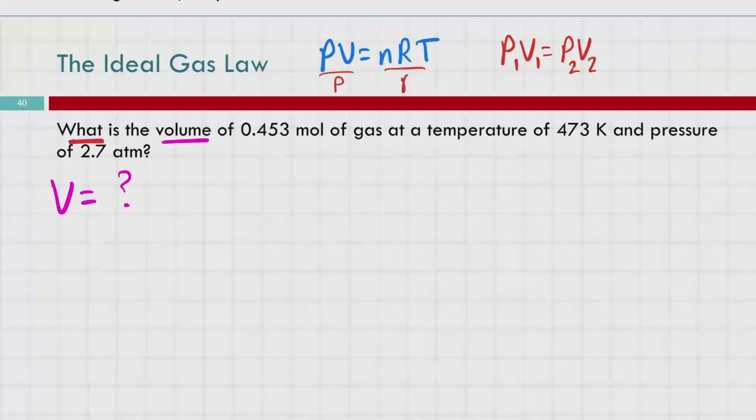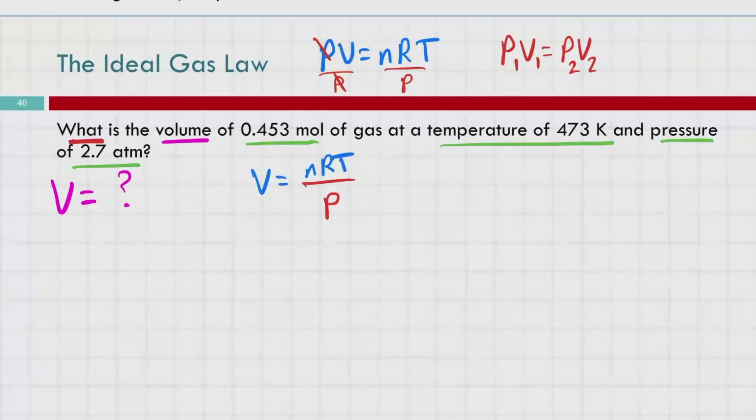So divide both sides by P to move P from the left to the right, and you get V equals nRT over P. The other stuff we are given is the moles of a gas, the temperature, and the pressure. Unlike before, we don't have to set a state 1 or a state 2. We don't have to worry about any of that. Now we need to worry about what our units are more than we need to setting up 1 and 2.